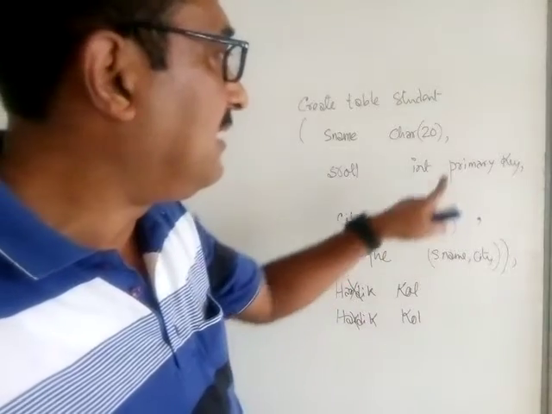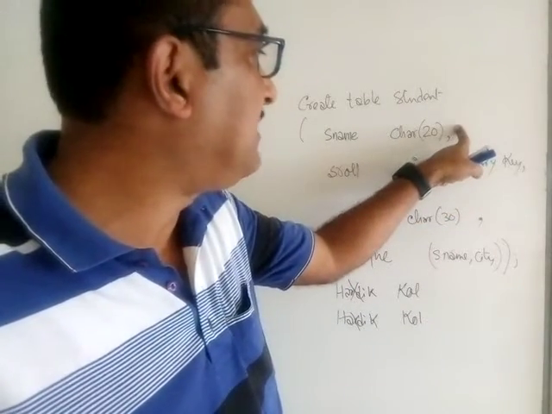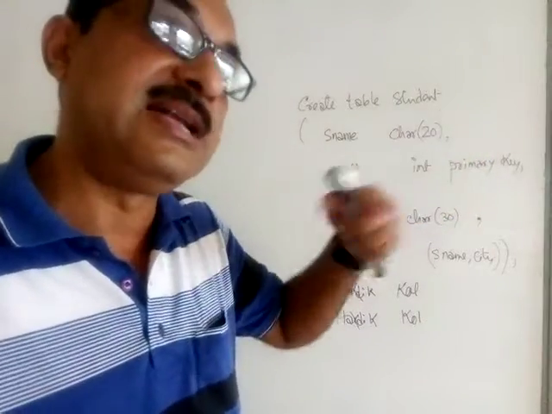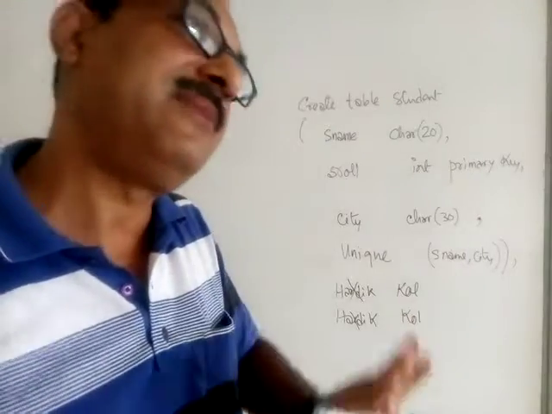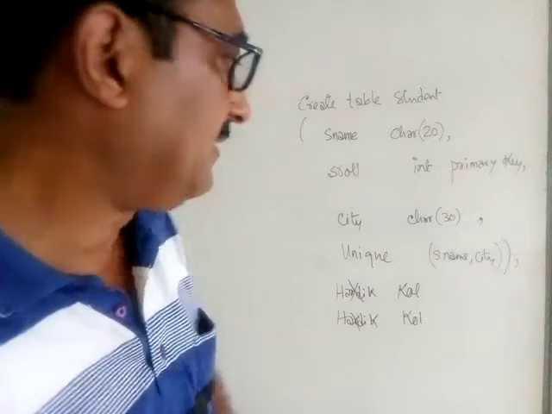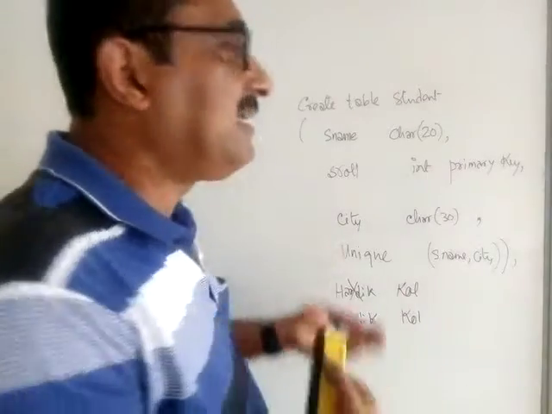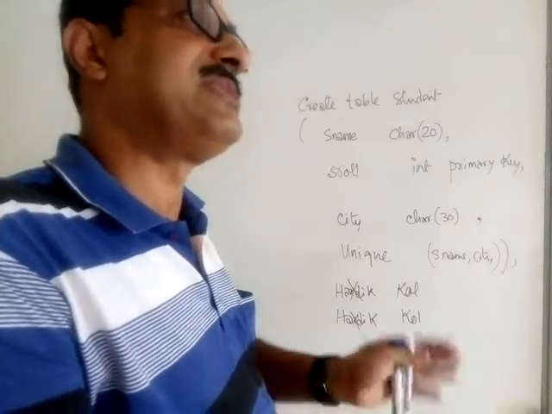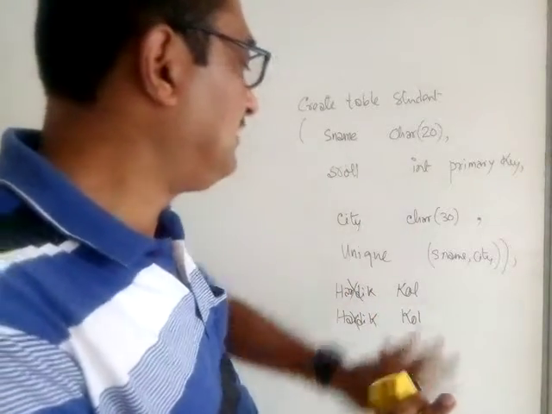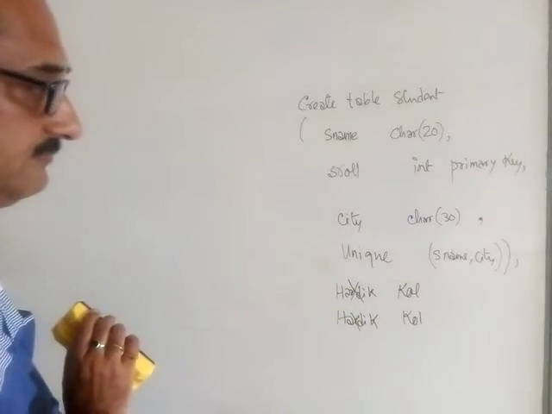But again, if you write unique beside a particular field, that field will ask for unique values. But that does not mean that field is a primary key. Primary key is primary key. Apart from the primary key, if you want some other field also to have unique values because of some reason, then you can go for this particular constraint.